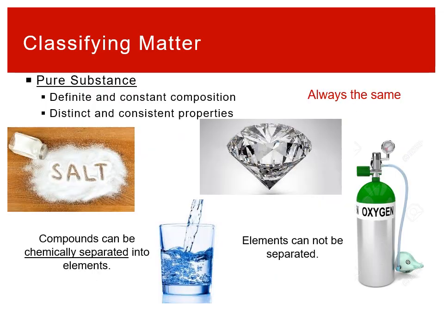Collectively, elements and compounds are then known as pure substances. Pure substances are defined as having definite and constant composition. What that means is, composition means how it's made. So definite means they always have the same makeup.